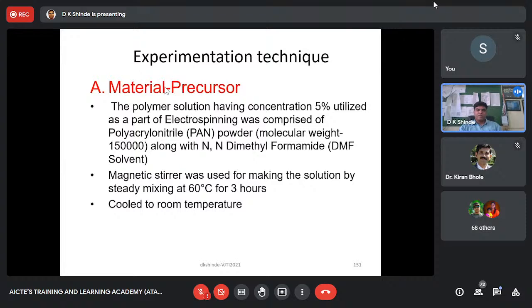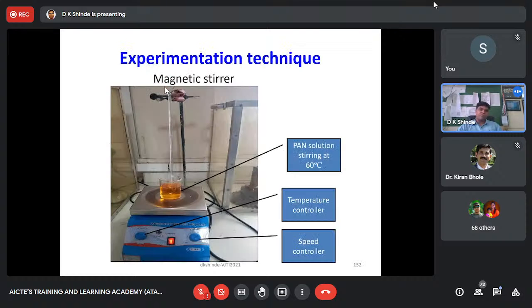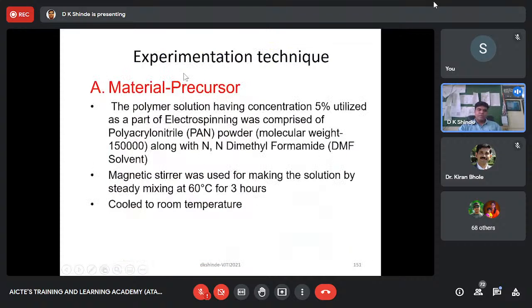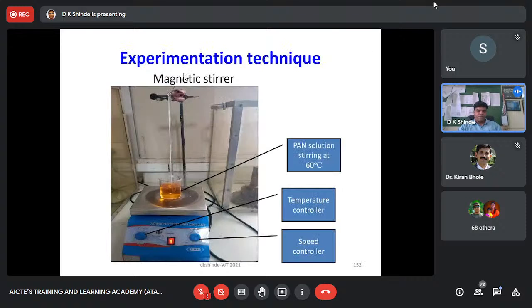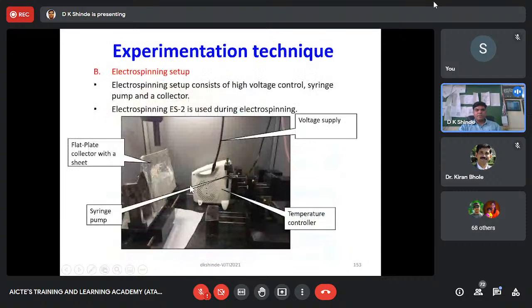In this case, what we have developed is our precursor with PAN and DMF solution, and then we mixed it at 60 degrees Celsius for 3 hours and then cooled to room temperature. This is how we do the regular preparation of the PAN solution, which goes through spinning to produce such fibers. PAN powder is polyacrylonitrile powder with a molecular weight of 115,000, and you do the heating and you can control the rotation of the magnetic stirrer, and this will be stirred properly.